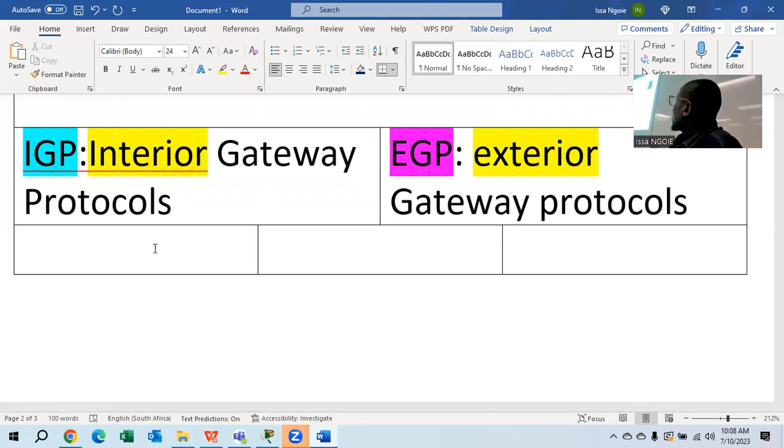Okay, there's the interior gateway protocols and the exterior gateway protocol, right? And when we are talking about the interior, this word interior means single management.